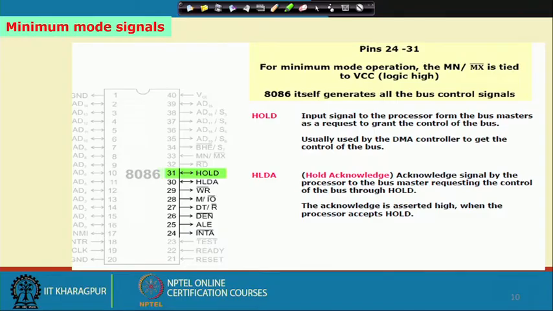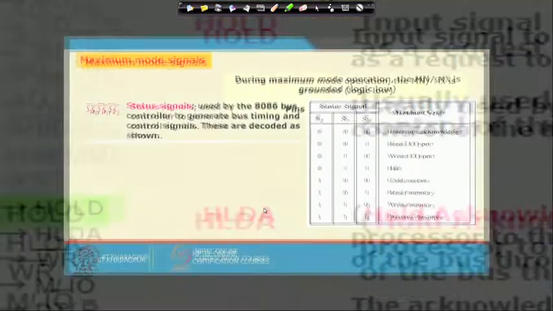For that purpose the processor 8086 needs to release the control of the address and data buses, and for that we have the hold and hold acknowledge lines. So, if a request comes on the hold line, the processor will understand that some other master is asking for bus access. So, it will release the control of the bus, and it will assert the hold acknowledge line. That way the requesting processor will understand that the hold has been granted.